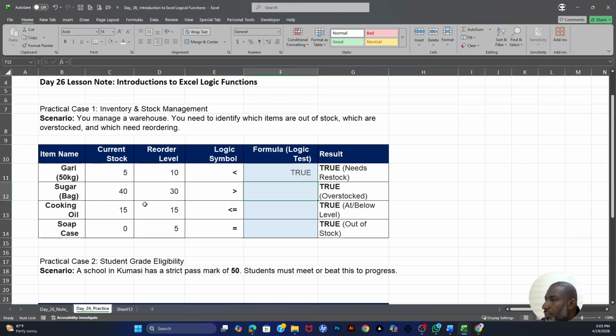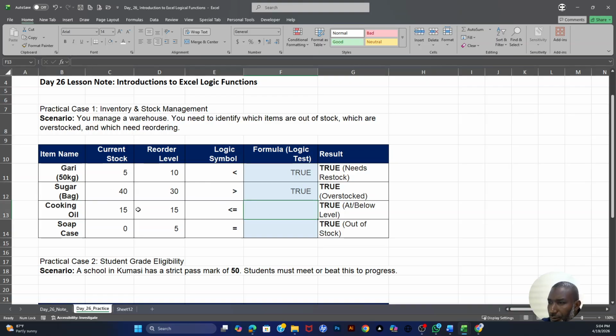The second one is going to look at whether it's overstocked. So here, if my current stock is greater than my reorder level, then we leave it. So we are going to do first cell greater than the reorder level, and bam, I get true. So meaning we have overstock, we don't need to restock.